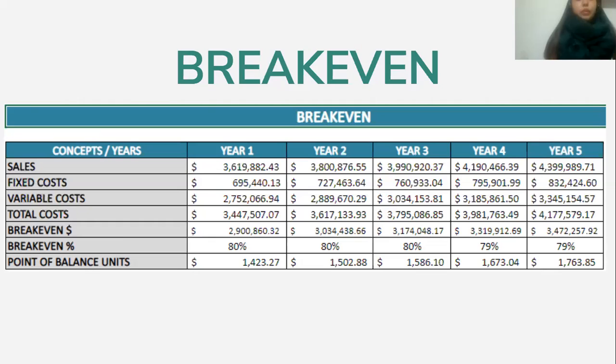The break-even point means the percentage of sales that must be made per year to not lose. It is the minimum in sales that must be made to not lose. Over those values, meaning good profits. In the first year, the company has to sell 80%, and the company is going to break even.